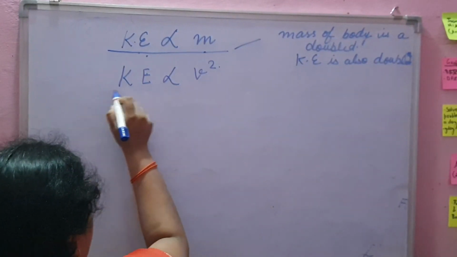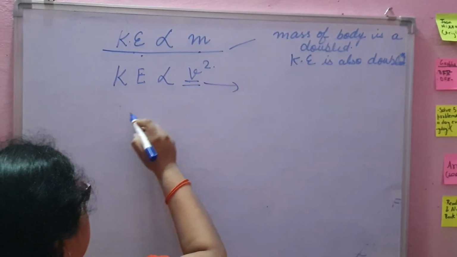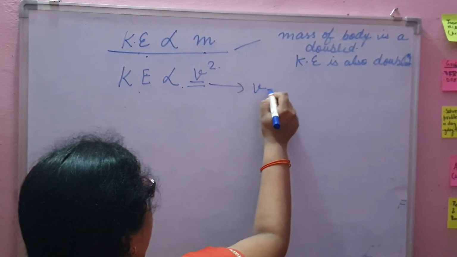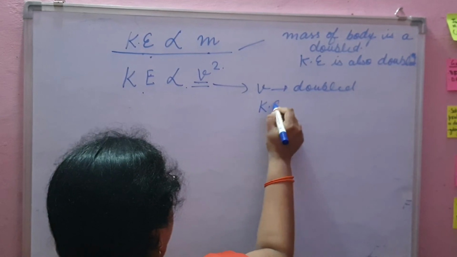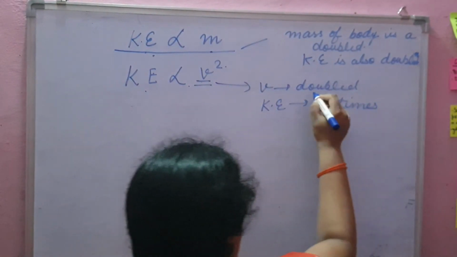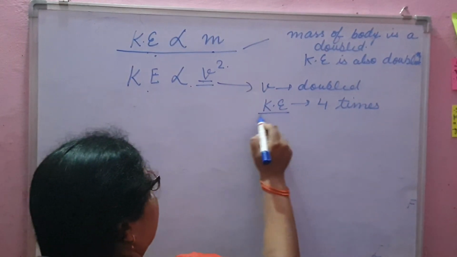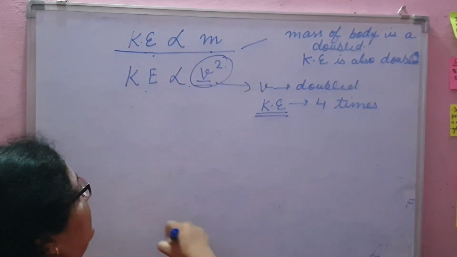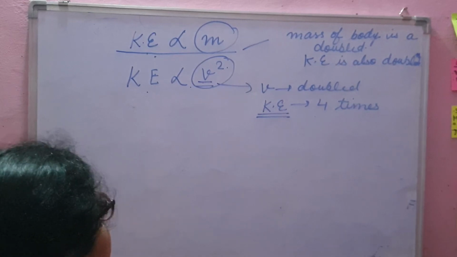Now if the velocity of the body is doubled, then what will happen? Kinetic energy is proportional to v square, so if v is doubled, then kinetic energy will become 4 times, since 2 squared is 4. So kinetic energy will be affected more by changing the value of v than by changing the value of m.